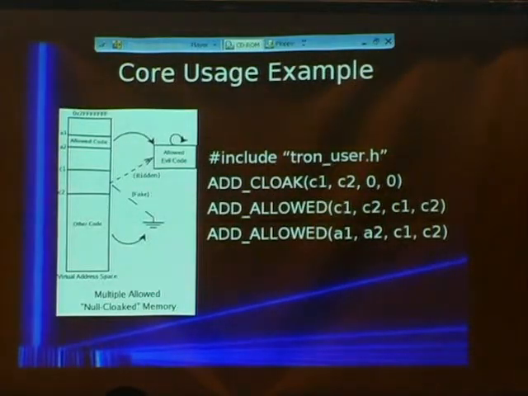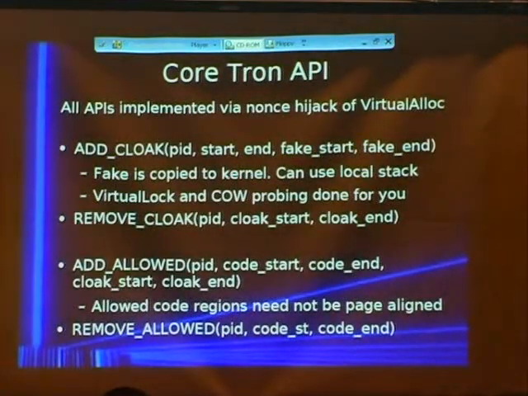So, the core Tron API. All the APIs are implemented via a hijack of VirtualAlloc. So what does that mean? That basically means there are roughly 32-bit keys that are handed to VirtualAlloc. Tron detects this in the kernel and says, okay, this is meant for me as opposed to the kernel, and redirects it to one of these APIs. The idea is that these nonces consist of a secret key that's your key to Tron, and prevent people from being able to write detectors into their software that scan for these APIs. So you basically have an almost 64-bit secret key into Tron.